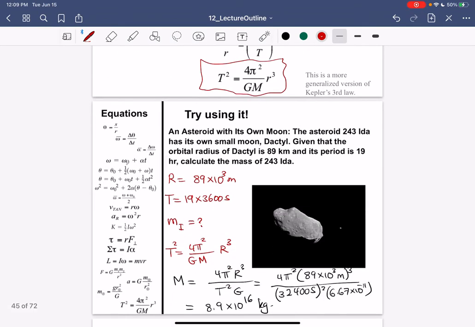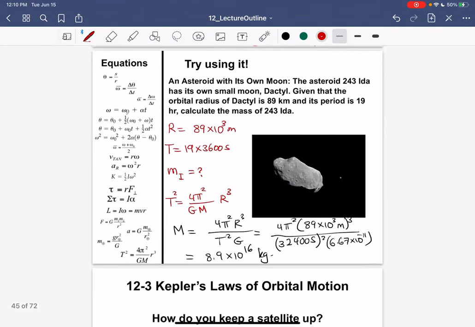or asteroids, like in this one. An asteroid with its own moon, the asteroid 243 Ida has its own small moon, Dactyl. Given that the orbital radius of Dactyl is 89 kilometers and its period is 19 hours, calculate the mass of the 243 Ida. The radius, we need to have it in meters, and the period also should be in seconds.